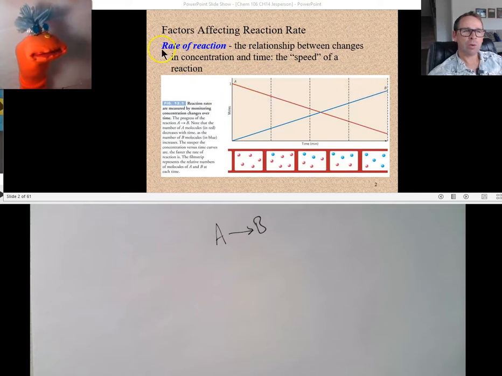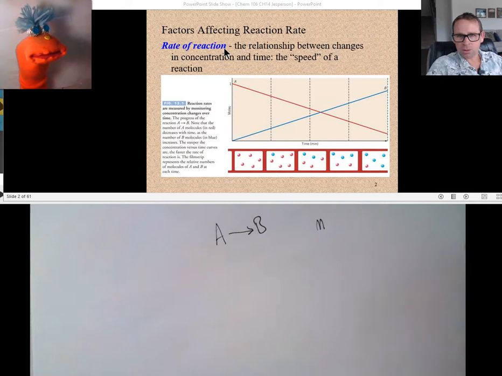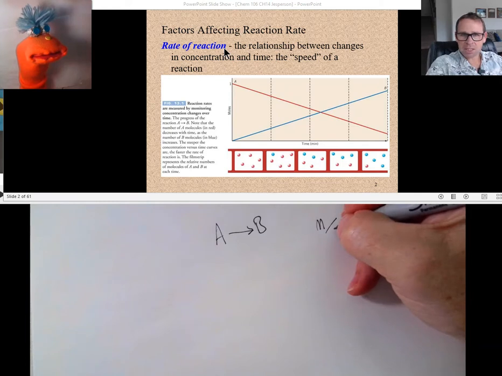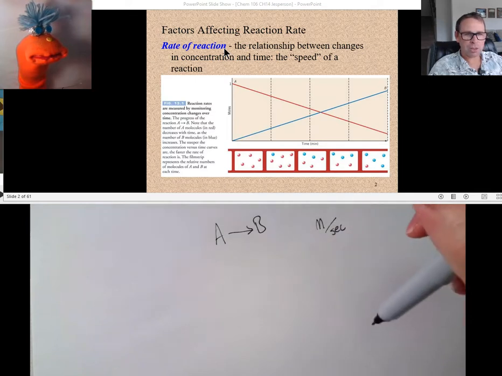So the rate of the reaction would be in terms of maybe the molar concentration of either A or B per time, seconds, minutes, something like that. We'll say per second, for example. So the rate of a reaction will usually be provided in some sort of moles or concentration, like molar per second. The rate or the speed of a reaction can be given in molar per second or molar per time.